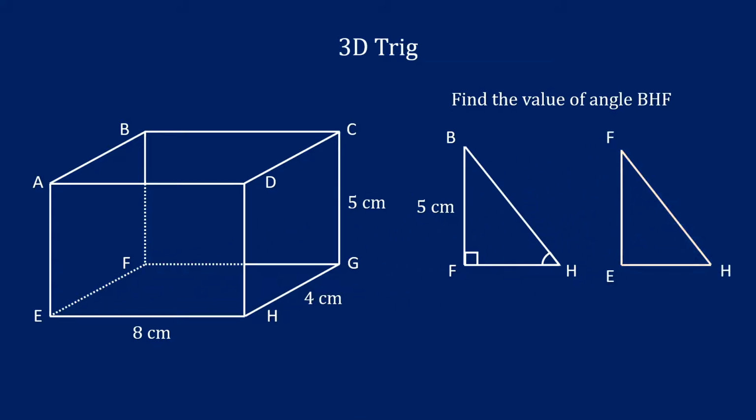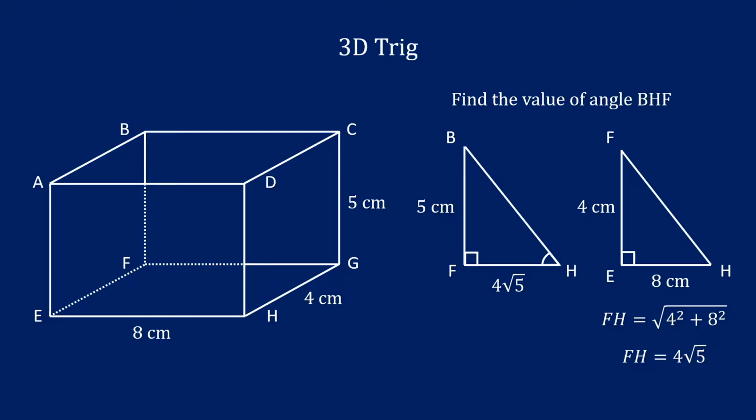What do I know about this triangle? I know that FE is 4 centimeters. I know that FEH is 90 degrees. And I know that EH is 8 centimeters. From here I can find FH using Pythagoras. FH is going to be 4 squared plus 8 squared, which you put in your calculator and it gives you 4 root 5. I'm going to take 4 root 5 and put it back on my original triangle.